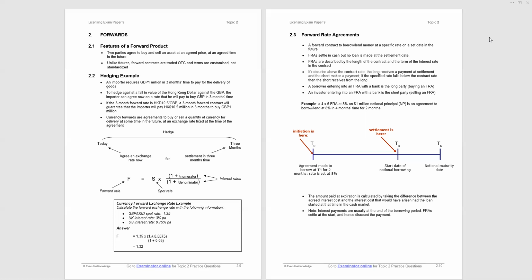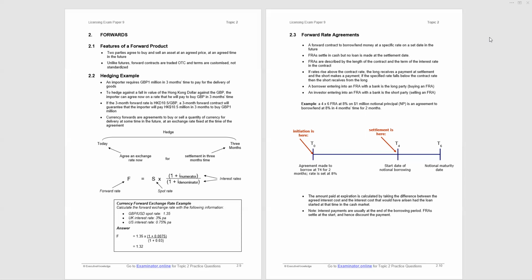So look at the next two bullet points. The amount paid at expiration is calculated by taking, this is very important, the difference between the agreed interest cost and the interest cost that would have arisen had the loan started at that time. In other words, what the interest rate turns out to be at time 4. And we're told to note that interest payments are usually at the end of the borrowing period. FRAs settle at the start.